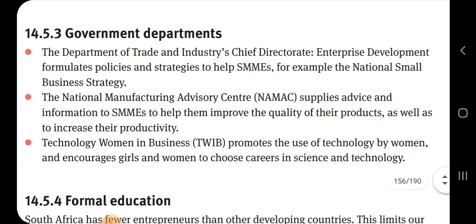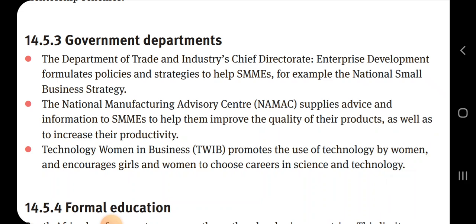And then we have government departments. The Department of Trade and Industry's Chief Directorate, Enterprise Development, formulates policies and strategies to help SMMEs. So the government also helps small and medium enterprises by developing strategies and policies that help them. And then the National Manufacturing Advisory Center supplies advice and information to these small and medium enterprises. And in technology, Women in Business promotes the use of technology by women who own SMMEs.